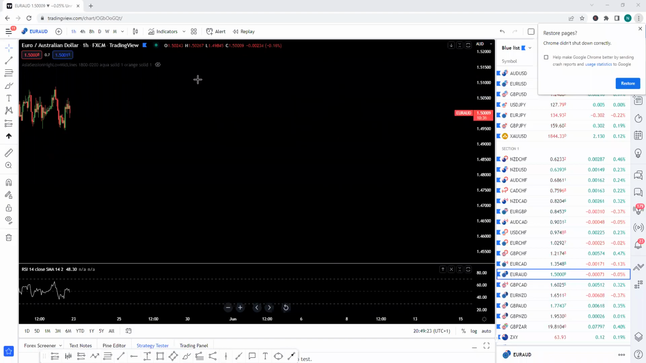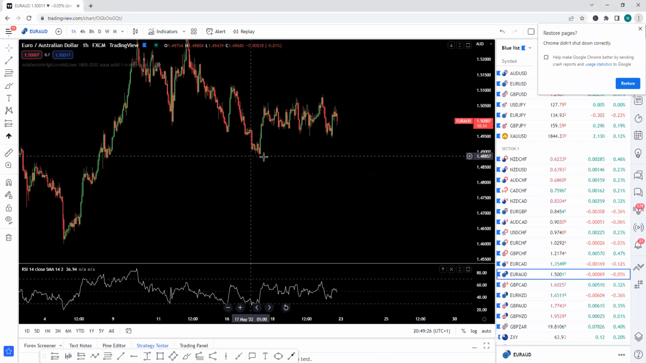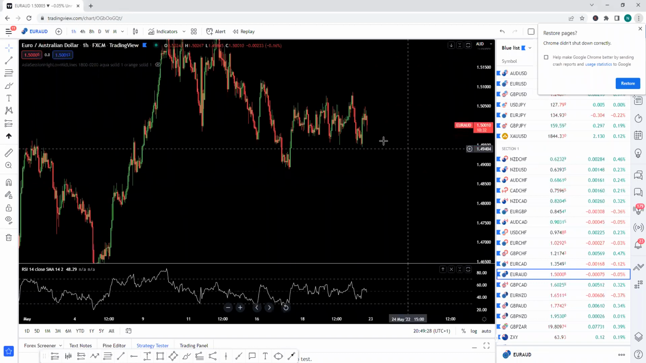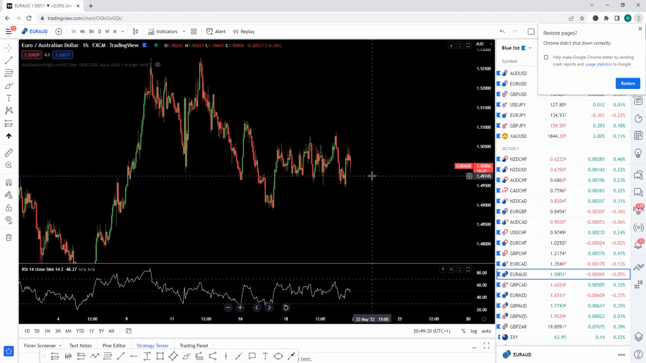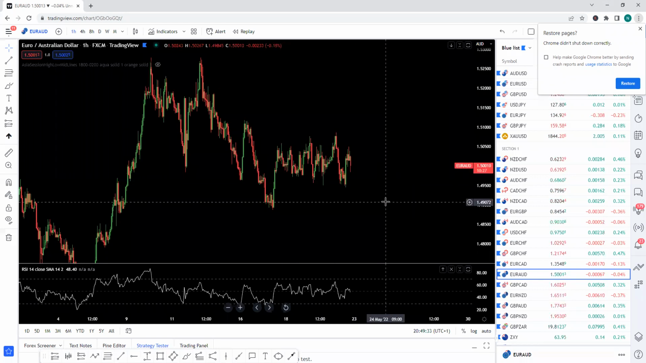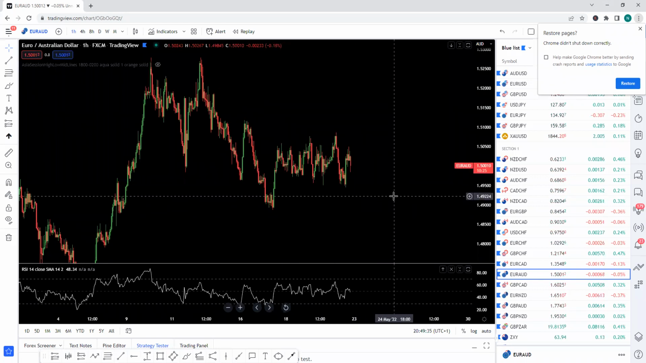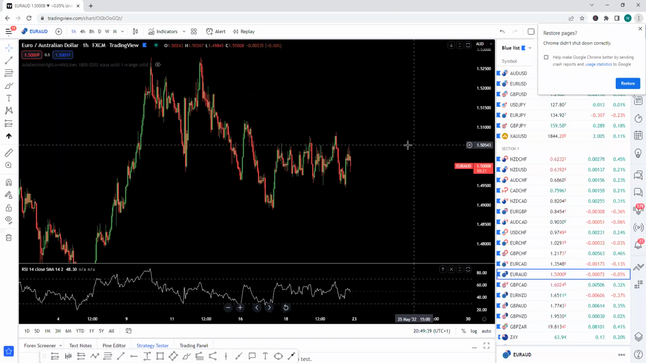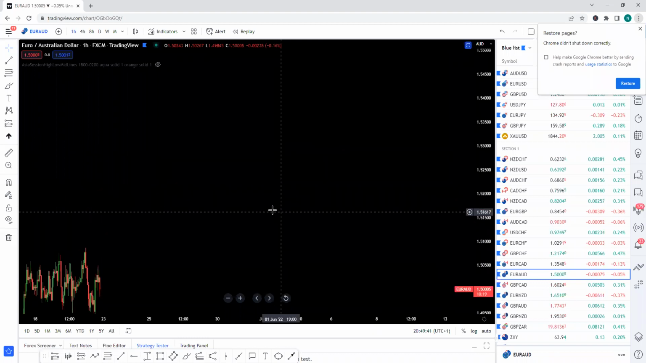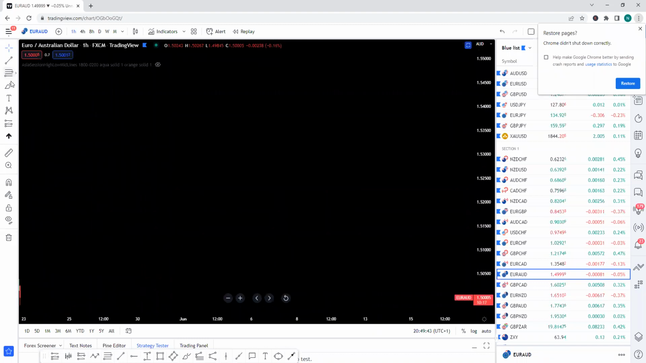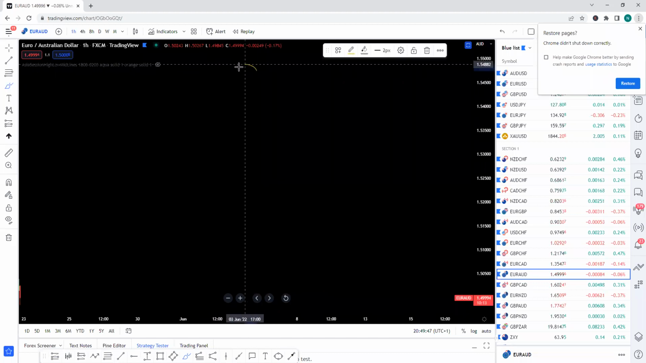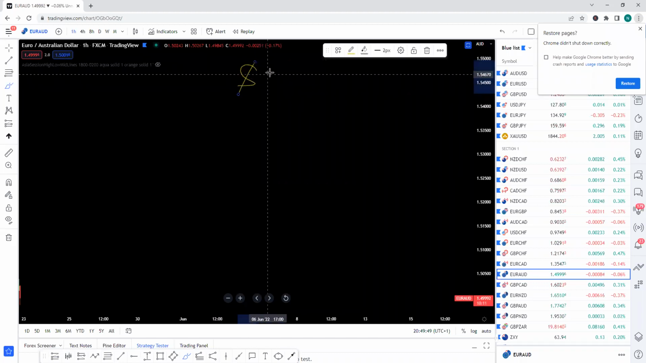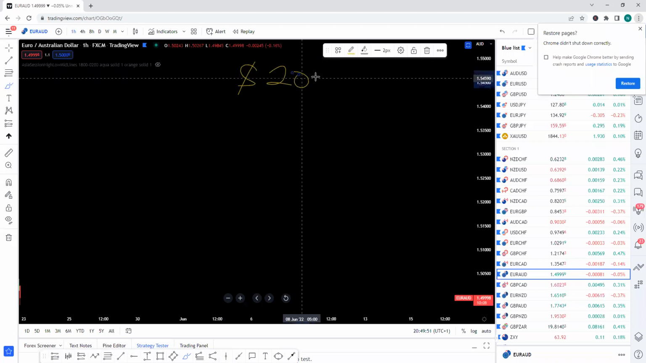So we have two parts to this session. The first part is to discuss risk management, and the second part will be to review the setup we took in the course of the week. In discussing risk management strategy with you, I'm going to use a model of $200 as equity balance.